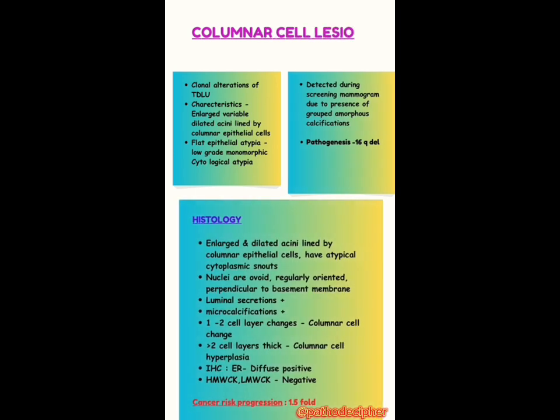Next, moving on to the columnar cell lesion with flat epithelial atypia. This is a clonal alteration of the TDLU, presenting as enlarged, variably dilated acini lined by columnar epithelial cells. The flat epithelial atypia will have low-grade monomorphic cytological atypia. They are also detected as an incidental finding on screening mammogram, with a group of amorphous calcification present here. The main pathogenesis is due to 16q deletion.